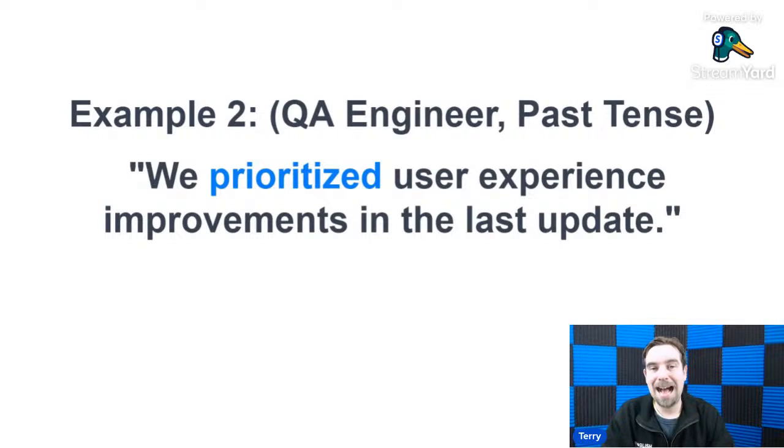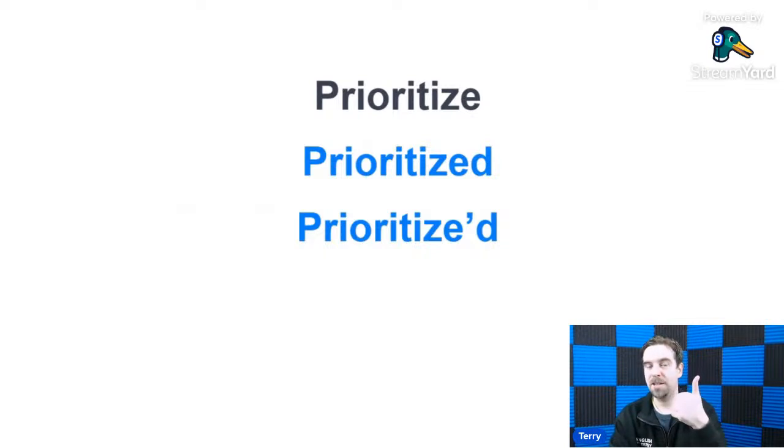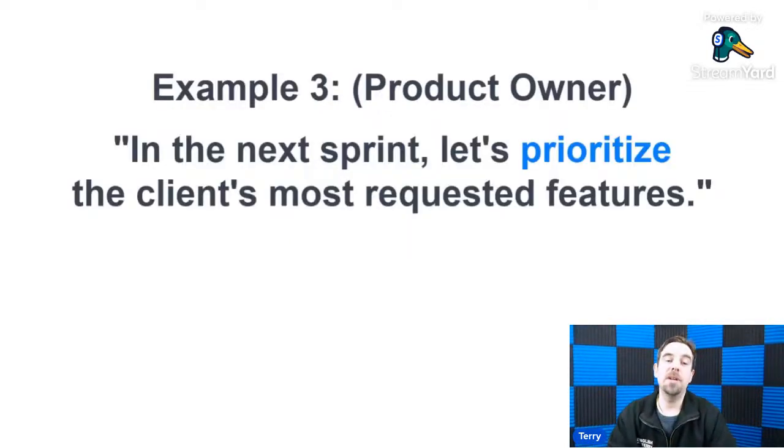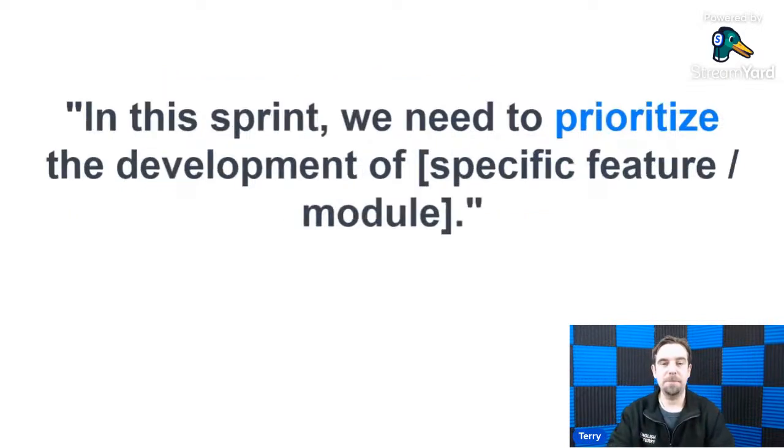Now, in the past tense pronunciation, you can see the E, but the pronunciation is prioritized. We prioritized user experience improvements in the last update. So again, present is prioritize. The past is prioritized. Okay, not prioritize, prioritized. So, third example: in the next sprint, let's prioritize the client's most requested features, okay?